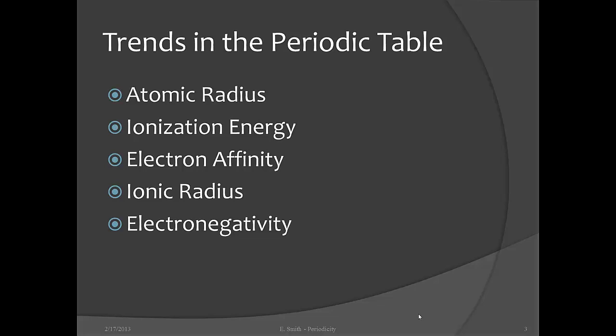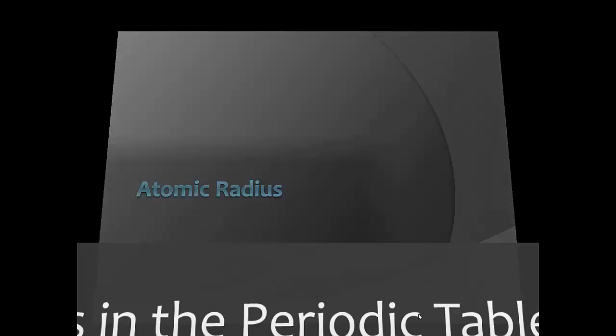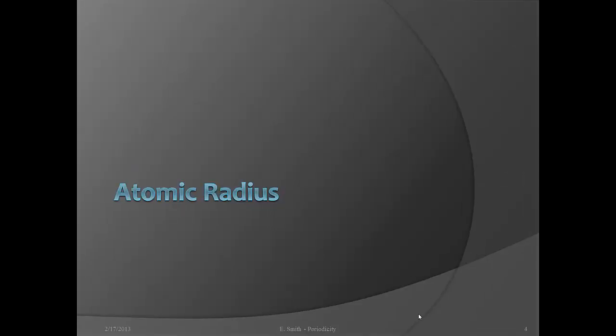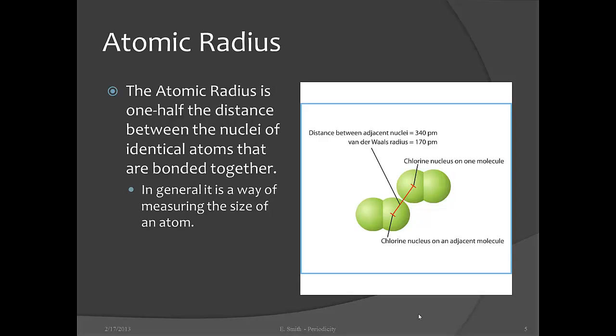So we're going to start with the most important one of them all, which is the atomic radius, because if you can understand atomic radius or atomic size, life will be so much easier in understanding all the other trends. Okay, so what is the atomic radius? By definition, the atomic radius is half the distance between the nuclei of identical atoms that are bonded together.